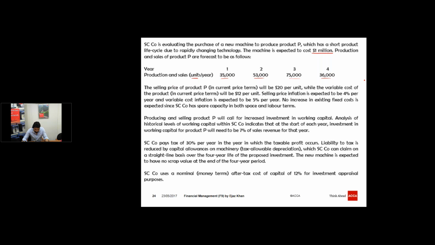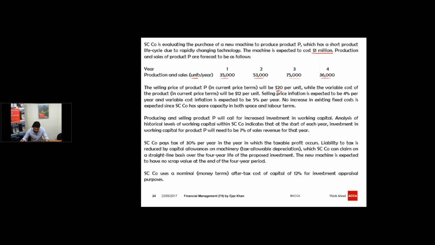The selling price of product P in current price terms, for the time being, what is current price term? We'll just ignore. So it will be 20 per unit, while the variable cost of the product will be $12 per unit. Selling price inflation is expected to be 4% per year, and variable cost inflation is expected to be 5% per year.